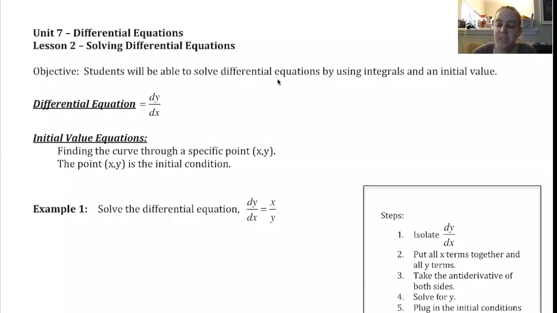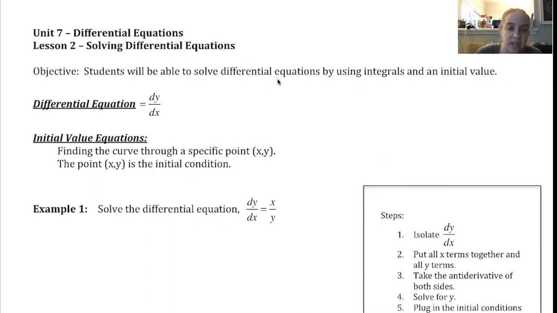All right, we are continuing with Unit 7, Differential Equations. Today is Lesson 2, Solving Differential Equations. I kind of alluded to some of the skills that we need today in our last lesson when I started to separate dy's and dx's. So students will be able to solve differential equations by using integrals and an initial value, if given.